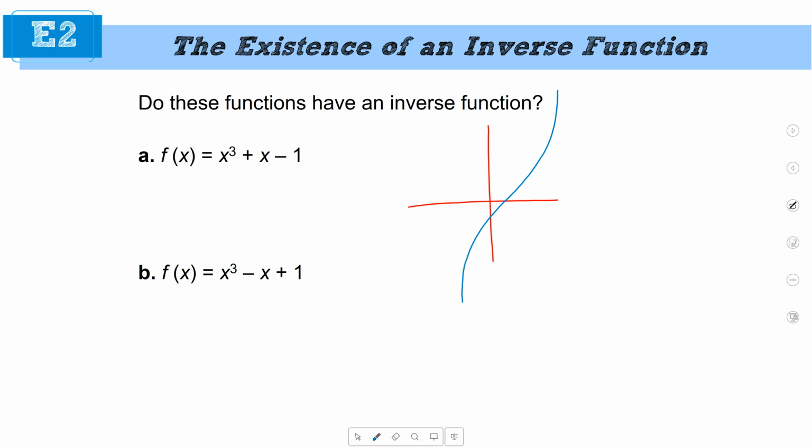It passes the horizontal line test no matter where I draw a horizontal line through it. It will only hit in one spot. Okay, so that's the pre-calc approach to it. Let's take a calculus approach to it.